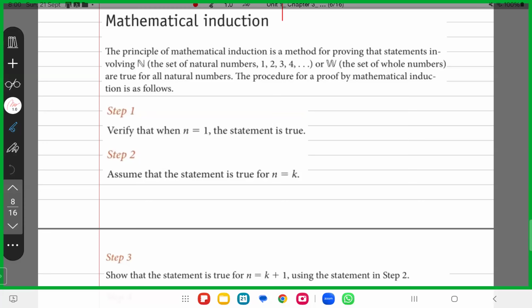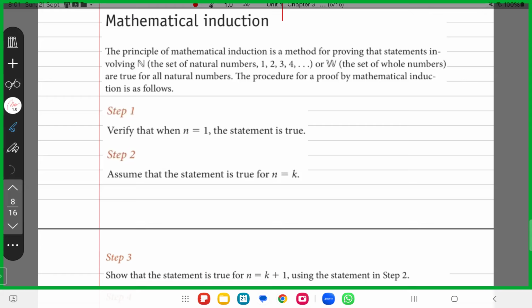All right, so next we're moving on to mathematical induction. Now, the principle of mathematical induction is a method for proving that statements involving n, the set of natural numbers, 1, 2, 3, 4, so you're talking about the counting numbers or positive integers or the set of whole numbers, are true for all natural numbers. The procedure for a proof by mathematical induction is as follows.